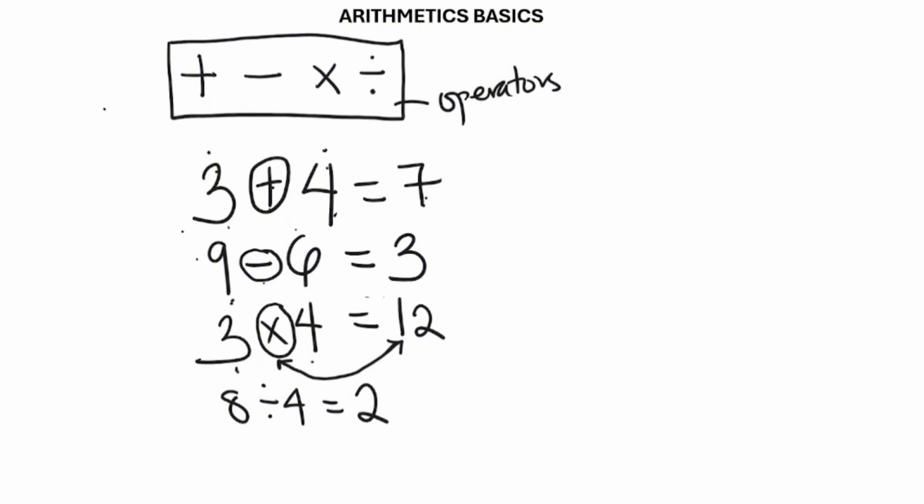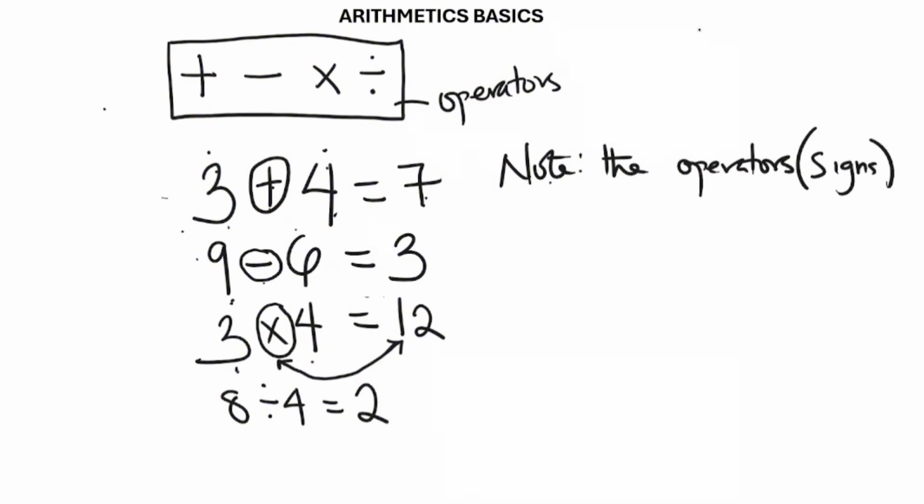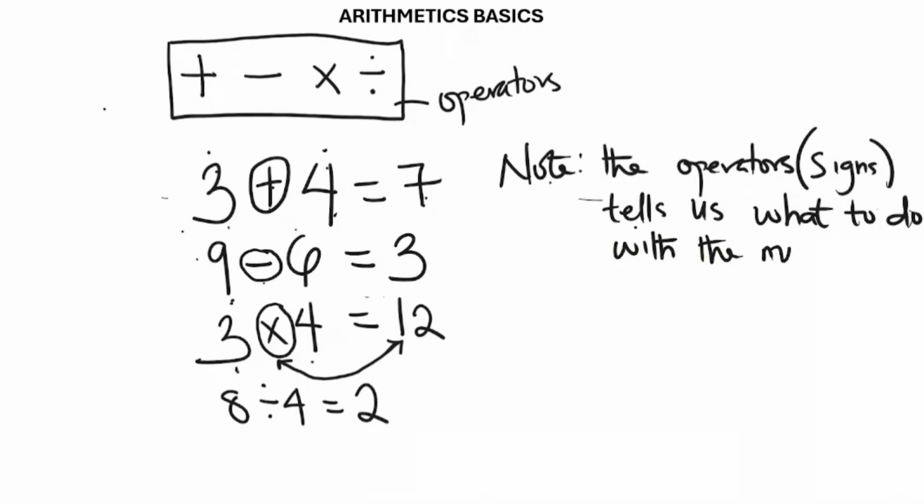So the idea of arithmetics and the idea of these operators is that, if I want to take it down, note, the operators, which are the signs, tell us what to do with the numbers. So these 4 operator signs, the plus, the minus, the times, and the divide, tell us what to do with numbers.